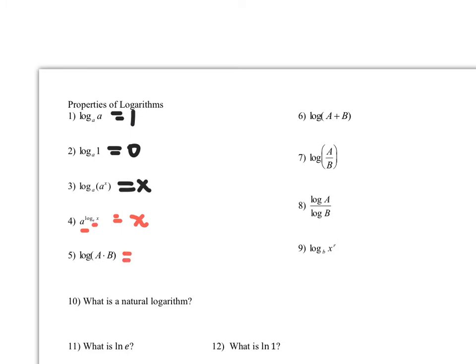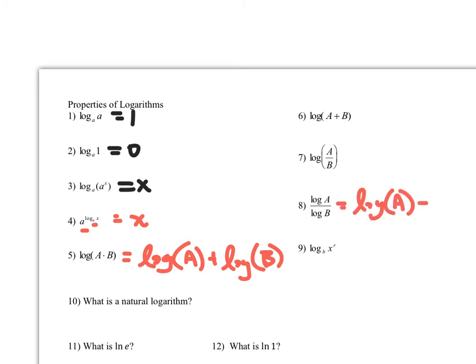Product rule, this would be log of a, base 10, log of b, and we're going to add those. Over here I've got division, which is close to that. I'm going to do log of a minus log of b.